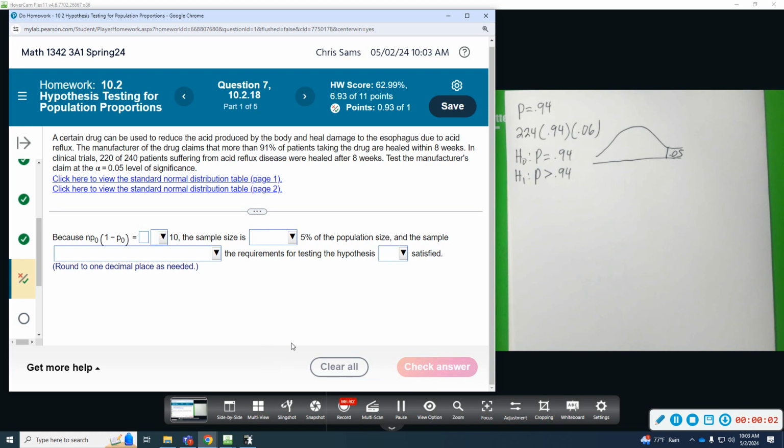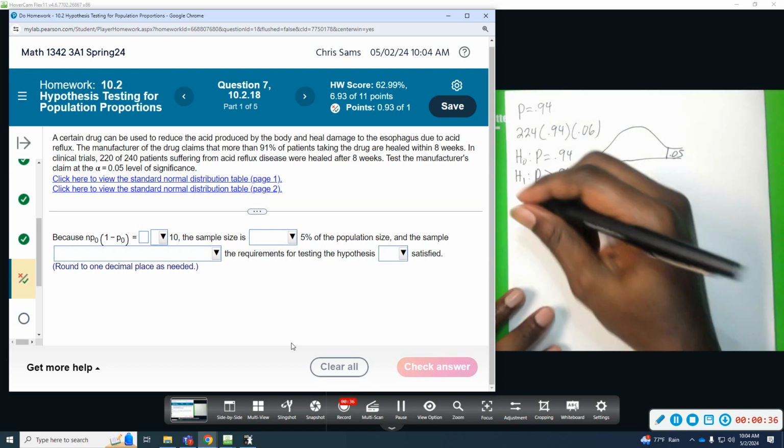All right, number 7. A certain drug can be used to reduce the acid produced in the body and heal damage to the esophagus due to acid reflux. The manufacturer of a drug claims that more than 91% of patients taking the drug are healed within 8 weeks. In clinical trials, 220 of 240 suffering from acid reflux disease were healed after 8 weeks. Test the manufacturer claim at the alpha equals 0.05 level of significance.